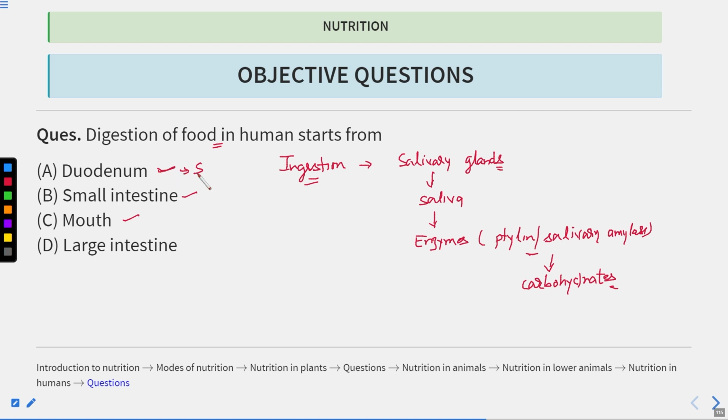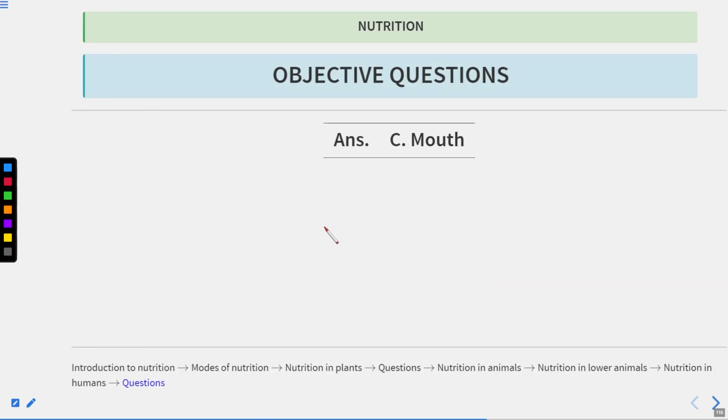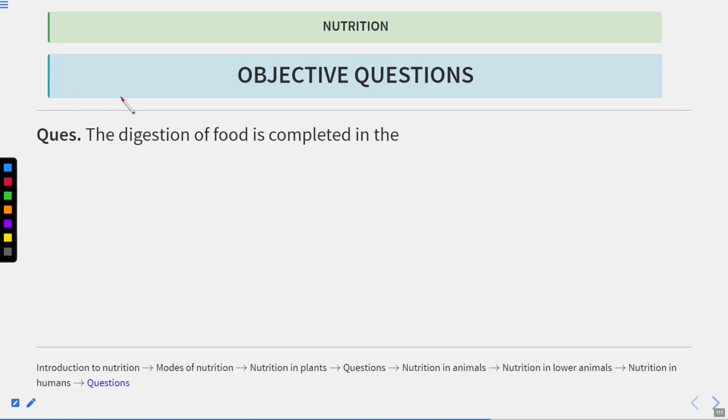Duodenum is a part of the small intestine. It is a C-shaped structure. It is a part of the small intestine, and in small intestine, digestion of proteins, lipids, and carbohydrates take place. So duodenum is not the answer. Small intestine again is not the answer. Large intestine, here basically absorption of water takes place. Water is reabsorbed into the body. So what should be the answer here? Mouth.